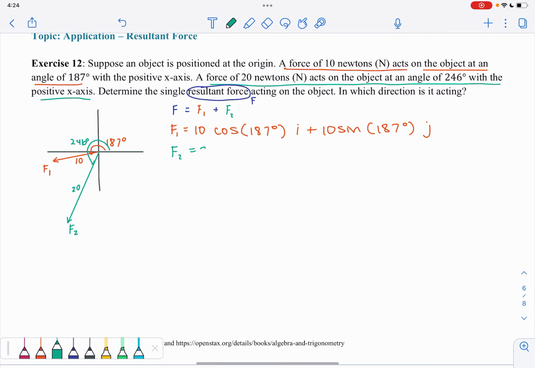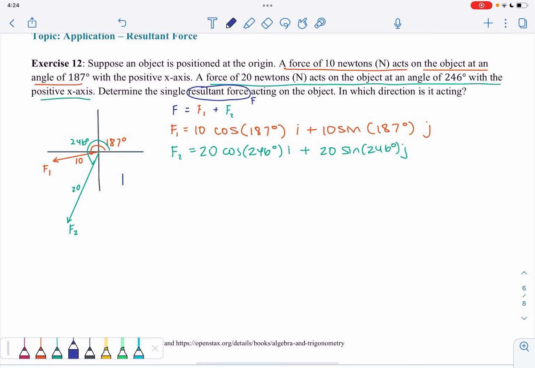F2 is now going to be 20 cosine of its angle, which is 246 degrees, i. And notice we're given these angles that are not nice ones from our unit circle, so we'll have some approximation at some point. Plus 20 sine of 246 degrees j. So now I've written both F1 and F2 in component form. That's my first step. So now what would F be?